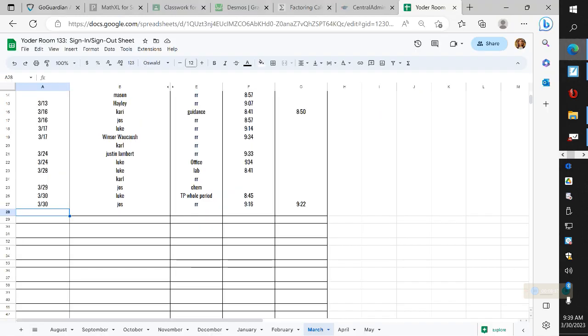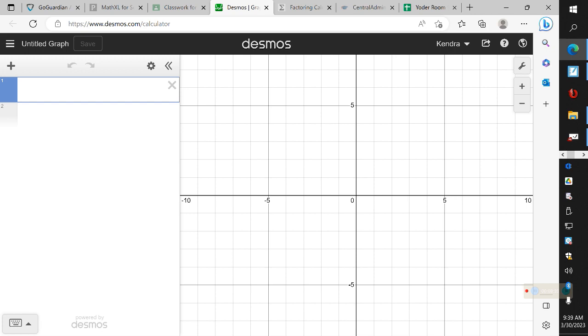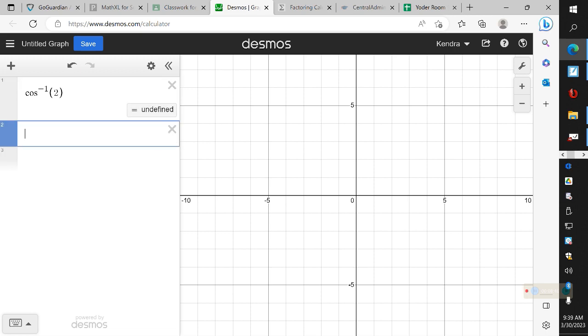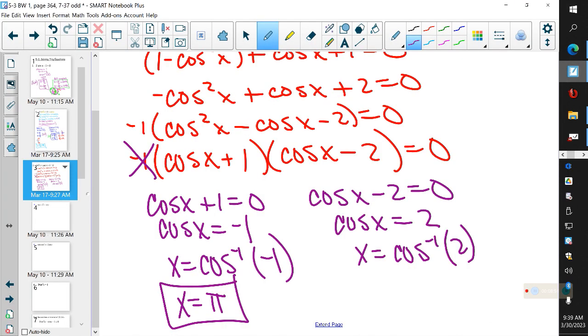Well, I'm going to tell you straight up, if you come to Desmos and you type that in, you're going to see that that's undefined. The reason why it's undefined is because we have a radius of 1 on our unit circle, so therefore it's really not possible. So that means this is not defined, it's undefined, so my only answer is going to be x is equal to pi.